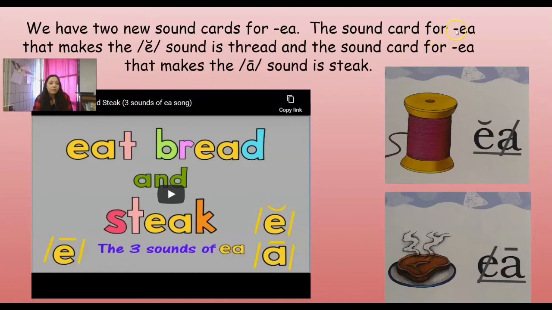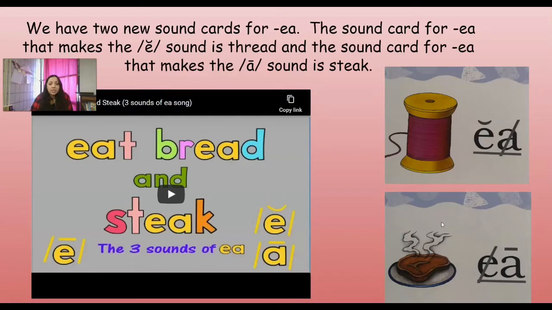The sound card for EA that makes the short E sound is thread. Okay, so listen, we would say eh, thread, digraph EA. The sound card for EA that makes the A sound is steak. So we'd say A, steak, digraph EA. Very good.